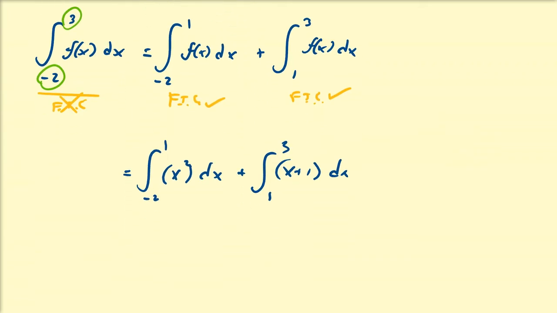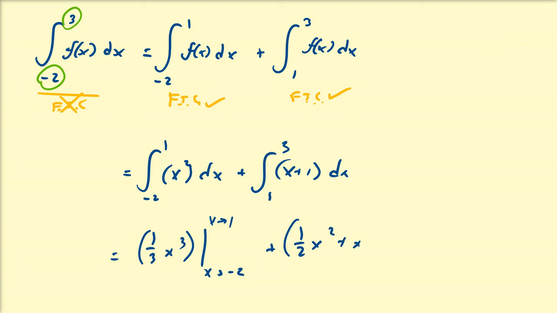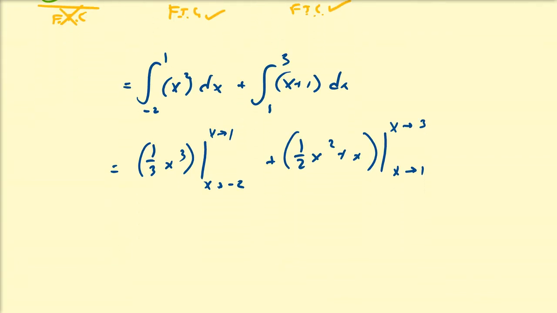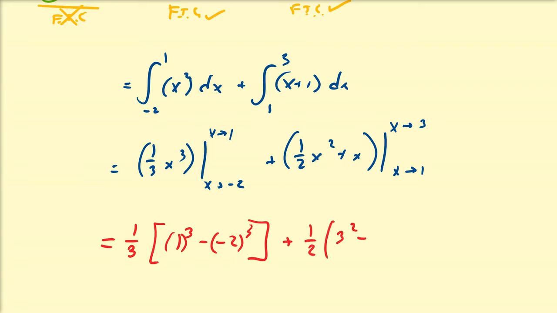So by the fundamental theorem of calculus, we know that this is going to be equal to 1/3 x cubed as x goes from -2 to 1, plus the antiderivative of x plus 1, which is 1/2 x squared plus x, evaluated as x goes from 1 to 3. So plugging in everything, we have 1/3 times 1 cubed minus -2 cubed, plus 1/2 times 3 squared minus 1 squared, plus 3 minus 1.